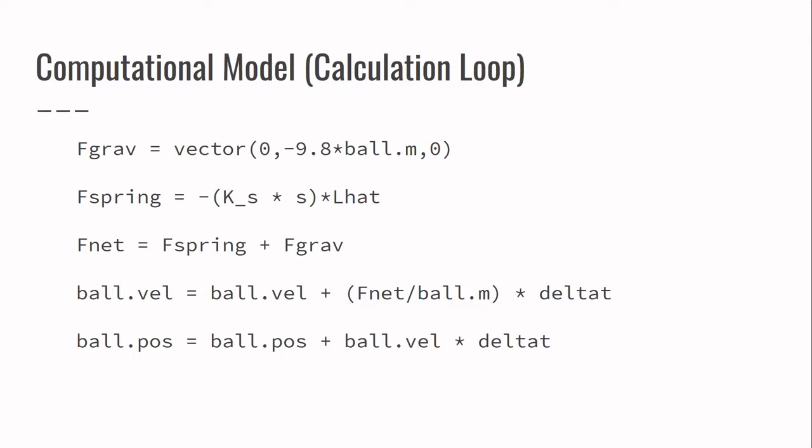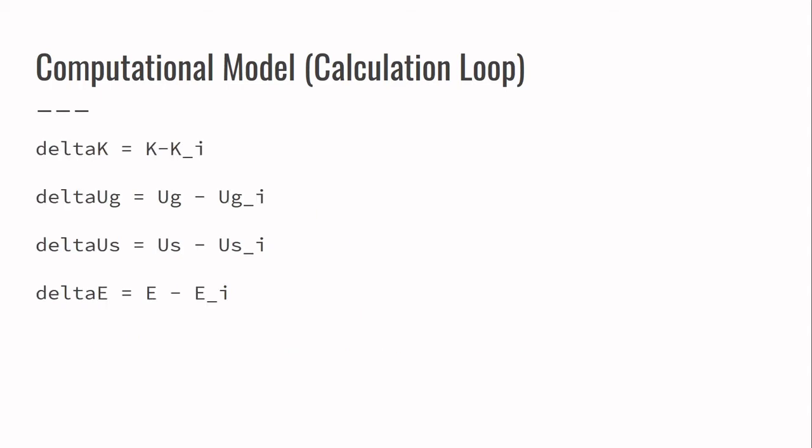During each iteration of the calculation loop, we will calculate values for the force due to gravity, the force due to the spring, and F net, as well as updating the ball's velocity and the ball's position. We will also calculate the change in each type of energy during each iteration of the loop.